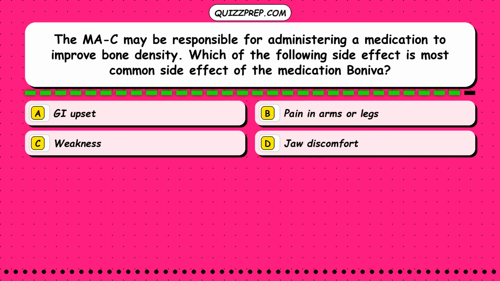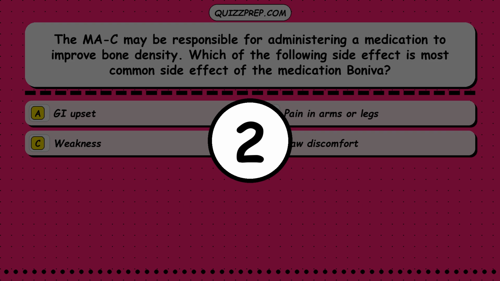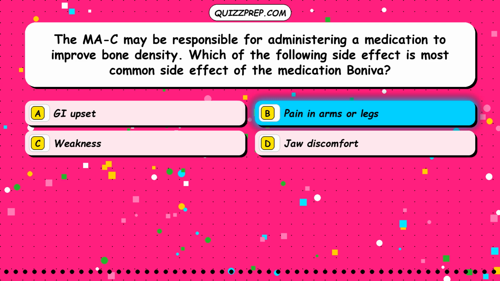Question 153. The MA may be responsible for administering a medication to improve bone density. Which of the following side effects is the most common side effect of the medication Boniva? Option A, GI upset. Option B, pain in arms or legs. Option C, weakness. Option D, jaw discomfort. The correct answer is option B, pain in arms or legs.